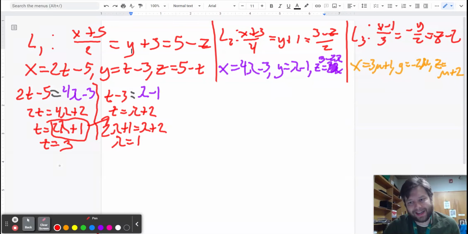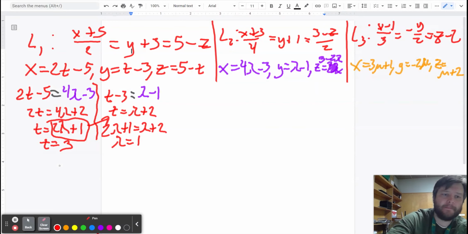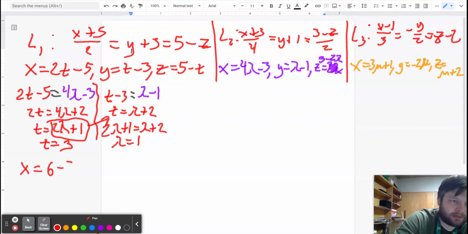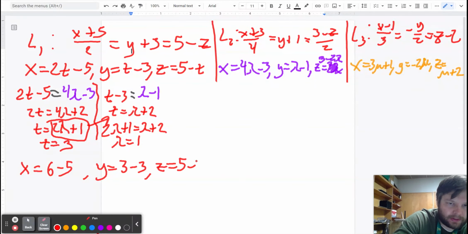And so that means that we can now figure out what the x and the y and the z values are as well. So we know in our red equations that x equals 6 minus 5, that y equals 3 minus 3, and that z equals 5 minus 3. So unless I made a mistake, we have x equals 1, y equals 0, and z equals 2.